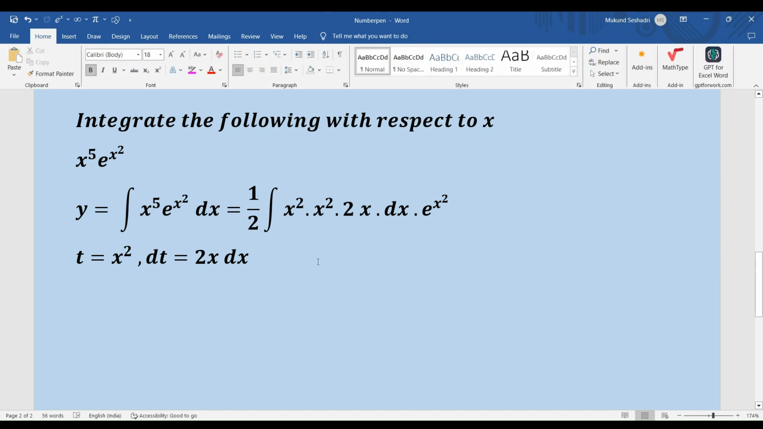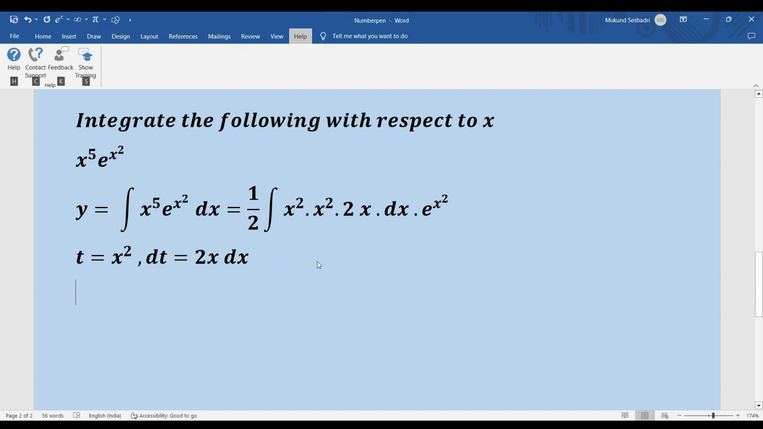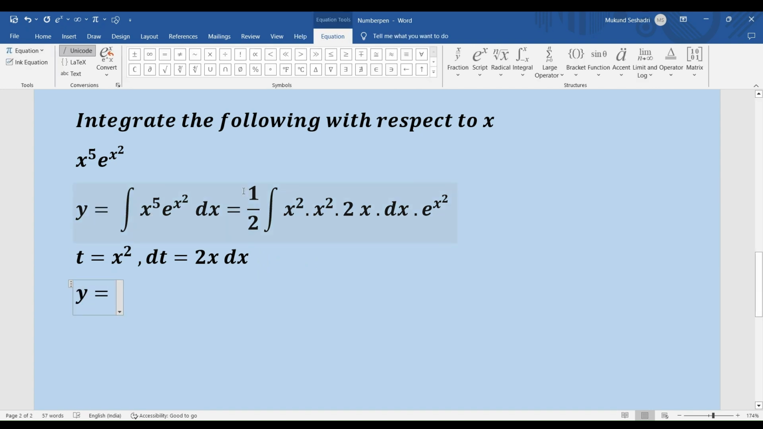So I go back to my y, and when I rewrite my y, I'm going to write everything in the form of t, right? So I get 1 by 2 times integral of x square times x square becomes a t square, okay? And then I have a 2x dx which becomes a dt, and then I have my e to the power x square which becomes e to the power t because my t equals x square, right?